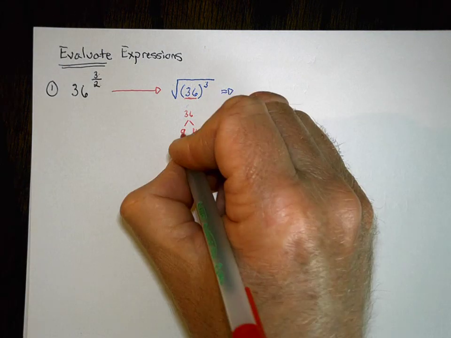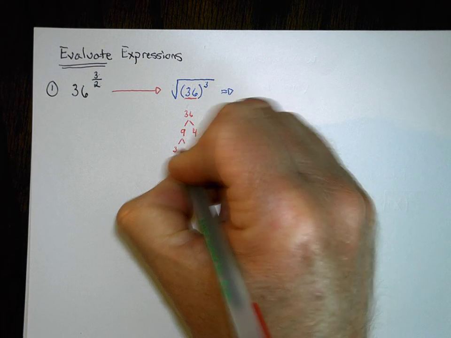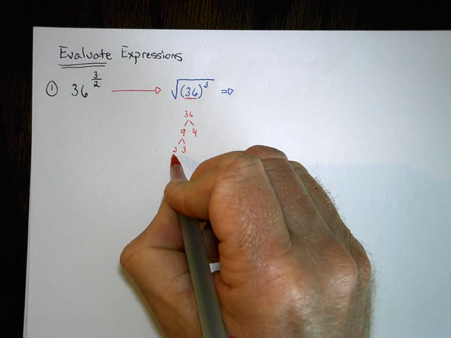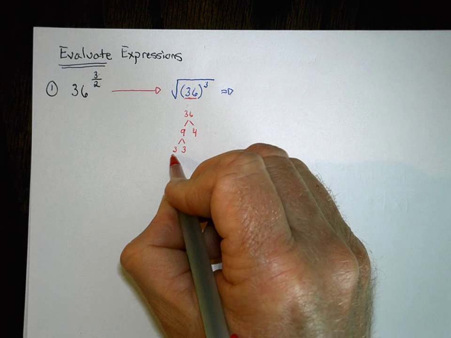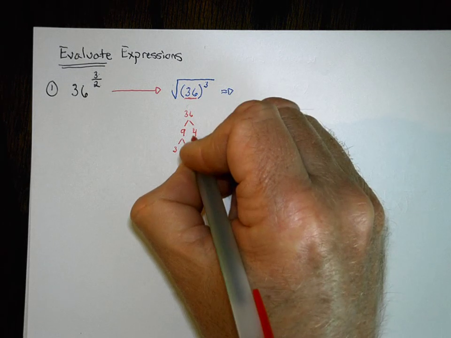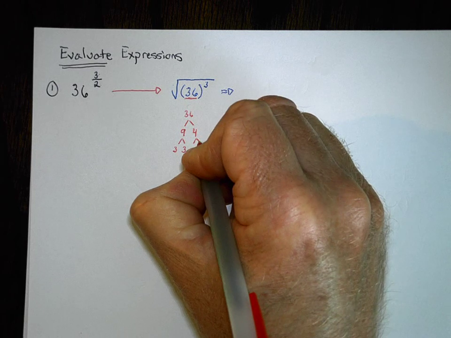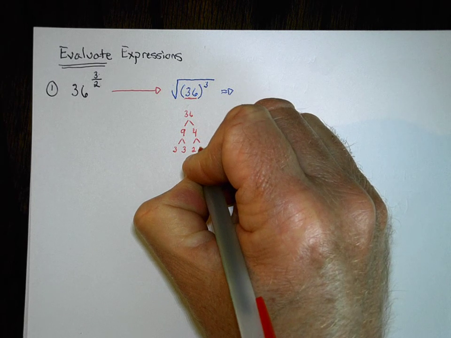So what does 9 factor into? Well, that factors into 3 times 3. And we have to stop because you can't factor 3 anymore, because there are no factors of 3. Those are prime numbers. So I move over to this branch. And what does 4 factor into? Well, 4 factors into 2 times 2.